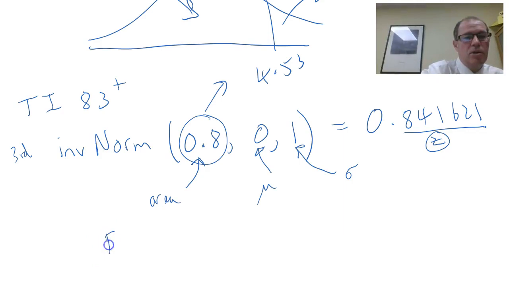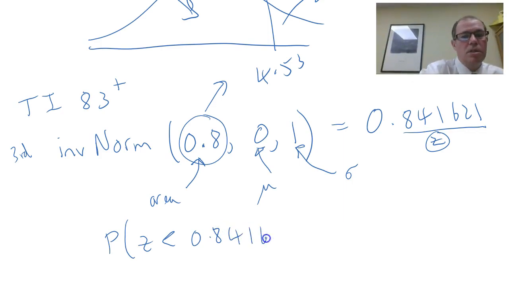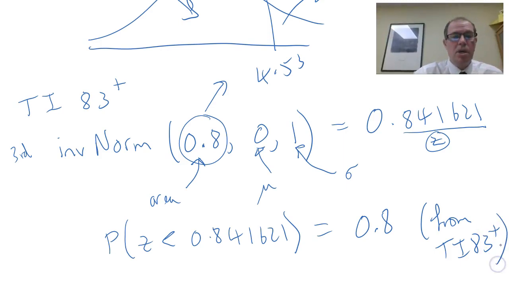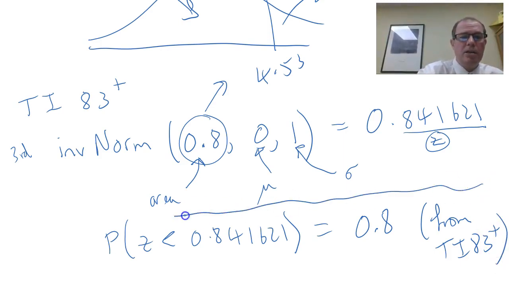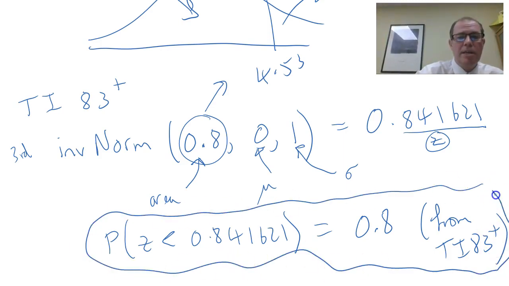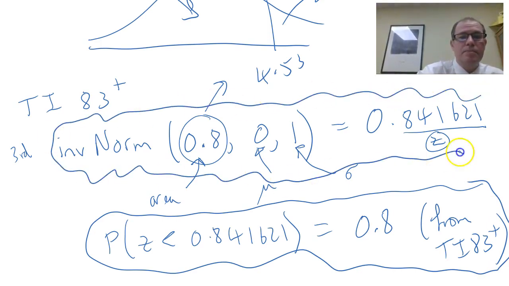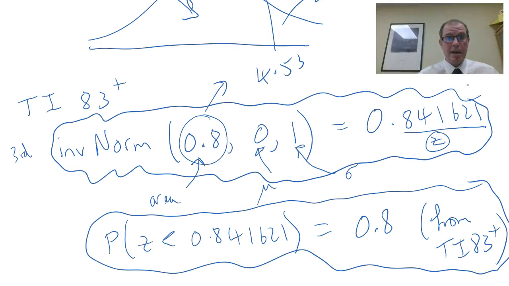So in other words, I know that the probability of my z-score being smaller than 0.841621 is equal to an area of 0.8, and I'm writing down from my TI 83 plus. So the person marking my work knows perfectly well that I understand what I'm doing. So that's what I would write down. I would also include this here, just so that they're really clear what I have done.